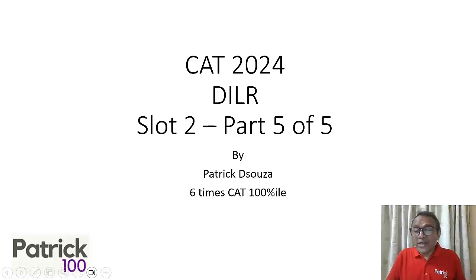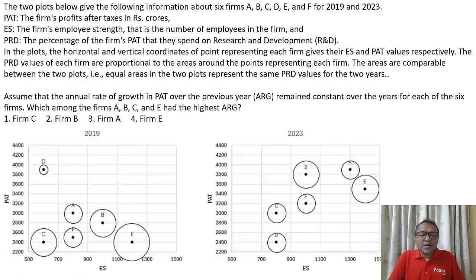Hi, CAT 24 DILR slot 2, fifth set basically of that particular slot. Understand how to solve, understand how to approach, understand how to identify a particular set, easy or tough, and so on. Right, the graph is a little on the complicated side. I mean, if you're not very comfortable with new charts and you find it new, leave this and then come back to it later. That's how I would recommend.